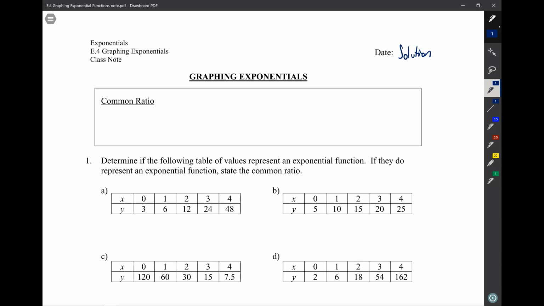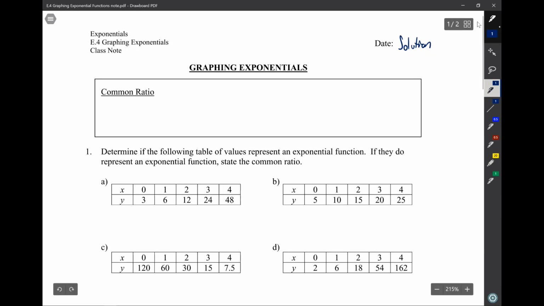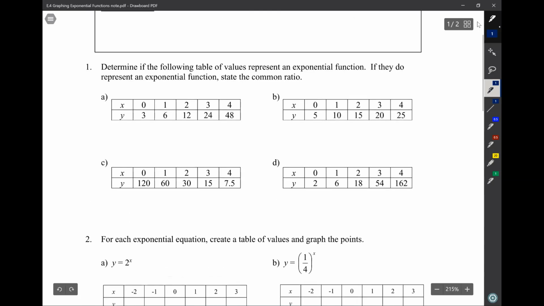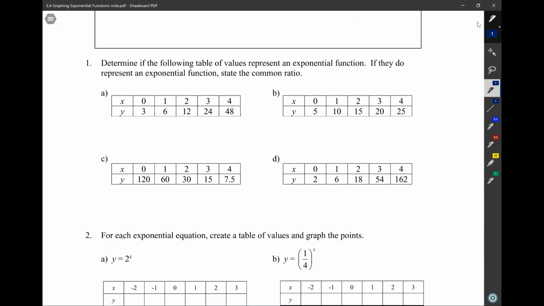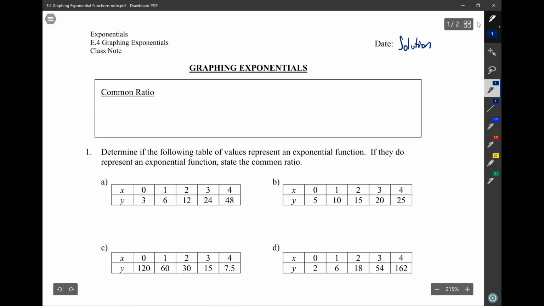Okay, so we've gone over graphing quadratics. Today we're going to go over graphing exponentials and determining whether or not a function is an exponential before even getting to the graph, just from our table of values. So first, we'll talk about what's called a common ratio.